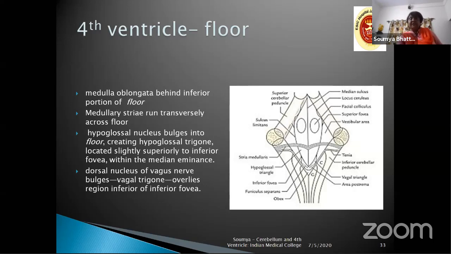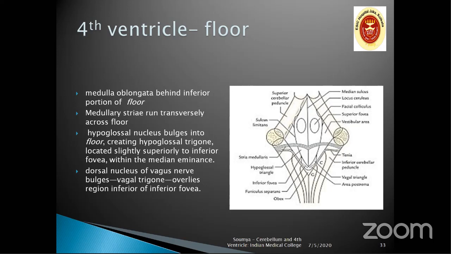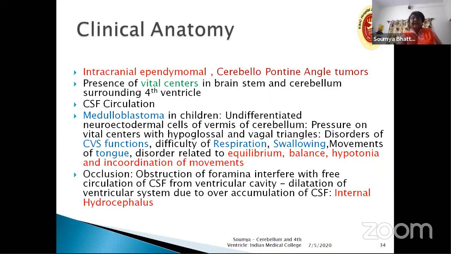My dear students, I would like you to remember this, because when we do the clinical anatomy of the fourth ventricle, we will require this. Now coming to the clinical anatomy, because it is covered by ependyma, there can be ependymomal tumors. Since it has the cerebellar peduncle and is against the pons, you have cerebellopontine angle tumors. You can see that there are the facial colliculus, vestibular area, hypoglossal triangle, and vagal triangle. So automatically there are relations to vital centers.